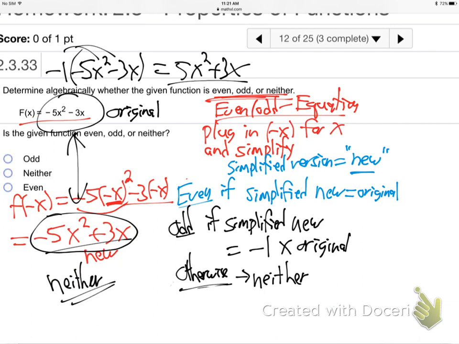It's neither odd nor even. It's neither x-axis nor y-axis. I mean, it's neither y-axis nor origin symmetry. Question? Yeah. So if it's odd, you just plug in -1 to the equation?